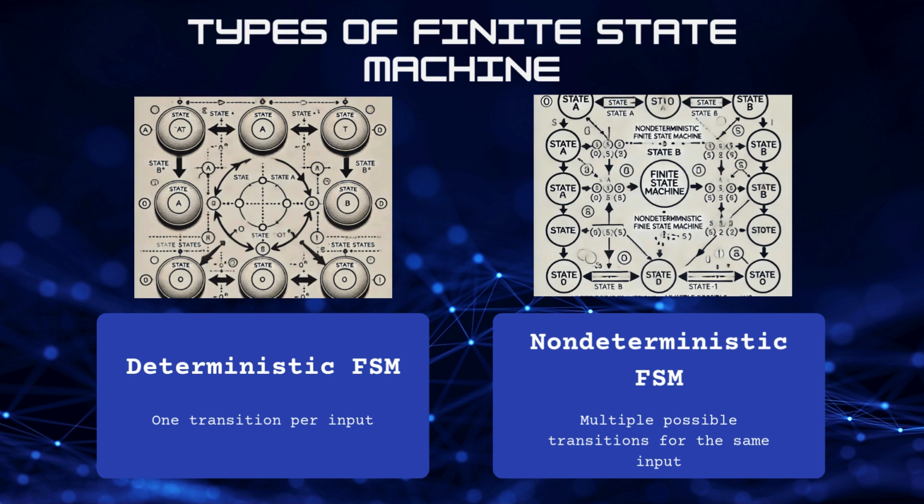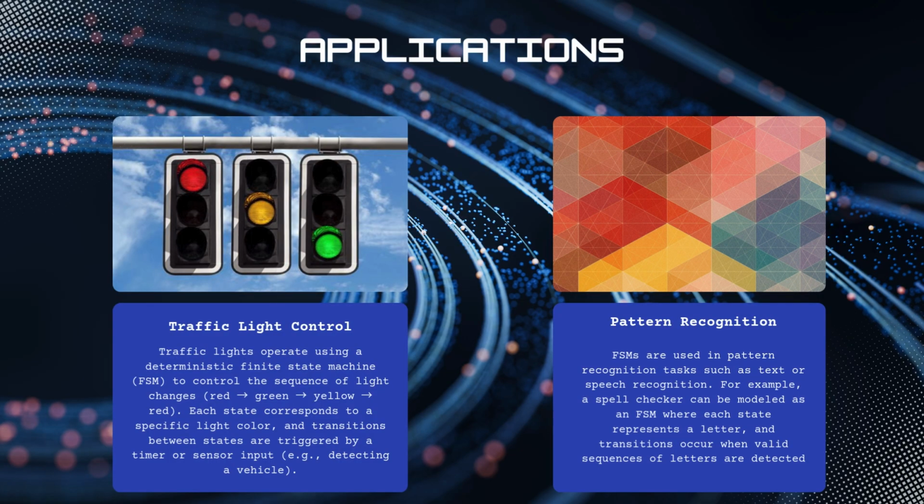Types. Deterministic FSM, one transition per input. Non-deterministic FSM, multiple possible transitions for the same input. Now for the applications. First, traffic light control. Traffic lights operate using a deterministic finite state machine to control the sequence of light changes. Each state corresponds to a specific light color, and transitions between states are triggered by a timer or sensor input.